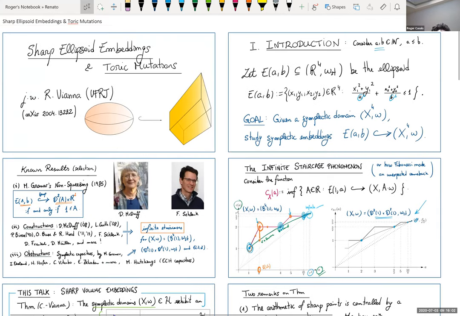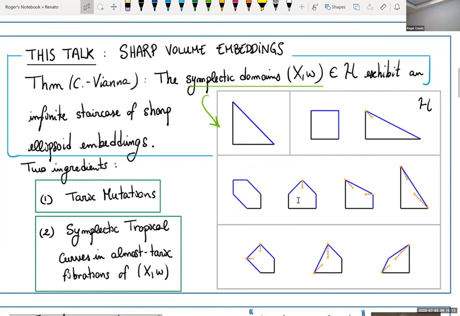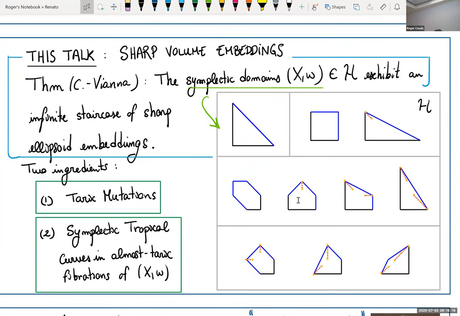Okay, definition, results, the infinite staircase phenomenon. We're going to move on. So the next is a statement that we're going to be discussing. This is a theorem I proved with Renato Vianna. The goal is to focus on the constructive part of the theory, by which I mean you're going to try to understand how to construct the sharp points of the staircase. Those are the points for which the volume obstruction is achieved, and so there's no obstruction that you could get by symplectic capacity, say.